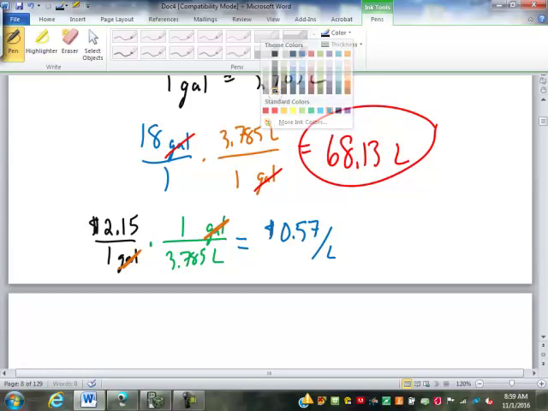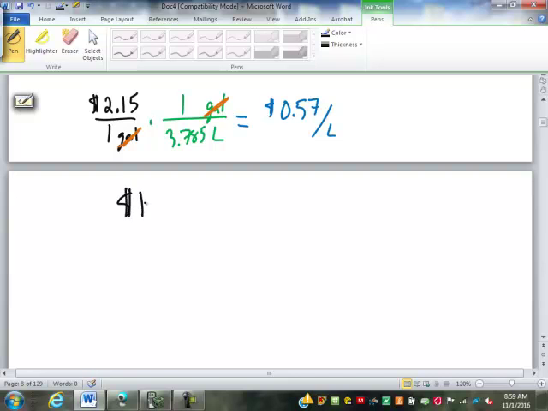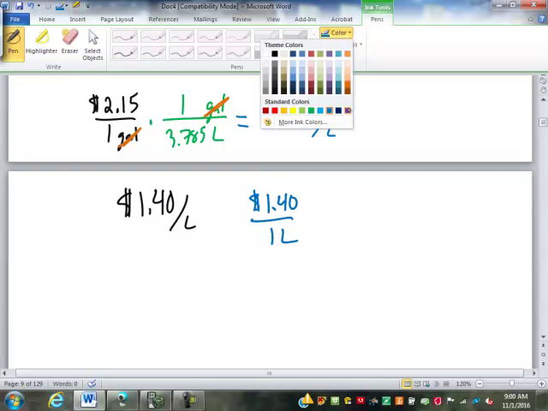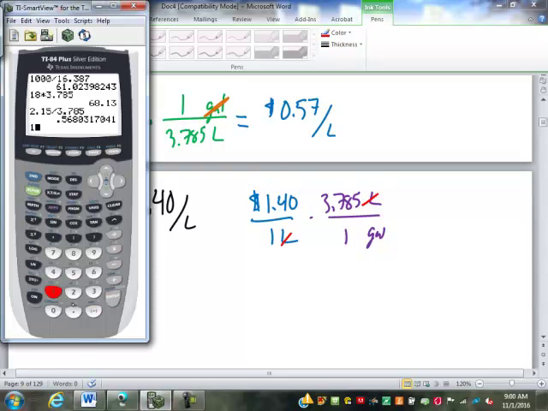Doesn't make it feel like it was a lot cheaper, right? They're never going to let you get away with paying 57 cents a liter anyway. When we go to Europe, most countries in Europe, gas is about $1.40 a liter, if you put it in equivalent of your currency. So $1.40 per liter. Liters on top, gallons on bottom. 1 liter is 3.785 gallons. Liters are gone. We're going to do 1.40 times 3.785.